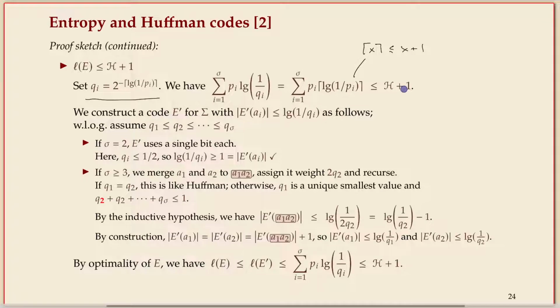So if we can construct a code where the code words have length log of 1 over pi rounded up, we're good. That proves this statement, if we can show that Huffman codes are never worse than that. And what we'll do is we construct some code which is not necessarily a Huffman code that has these code word lengths, but then we use that Huffman codes are the best possible prefix-free codes, so they can only be better than that code. So we construct a code E prime that has exactly these code word lengths, log of 1 over qi.